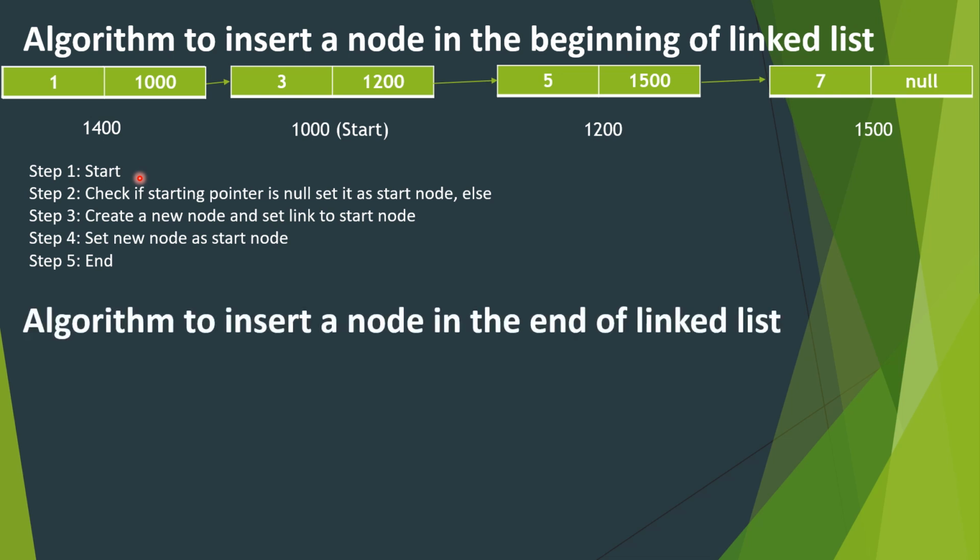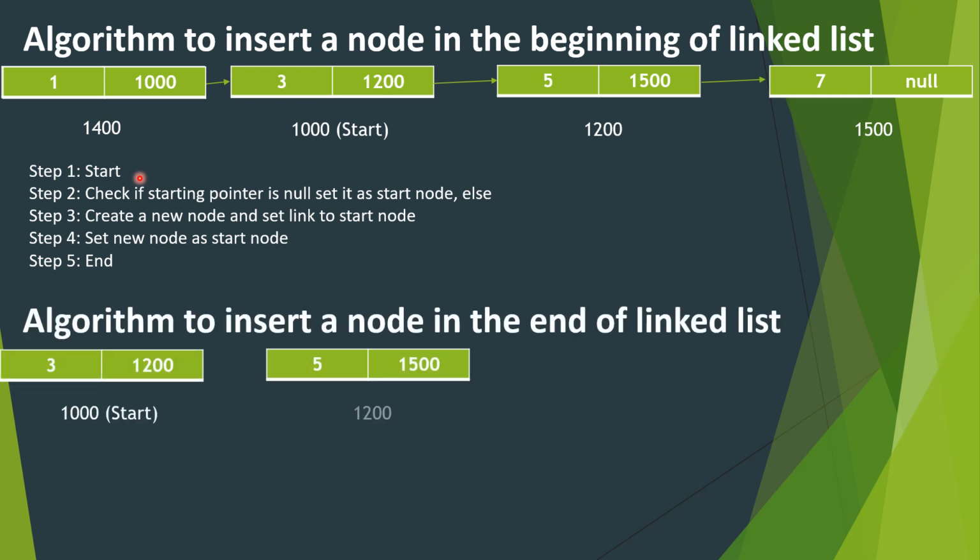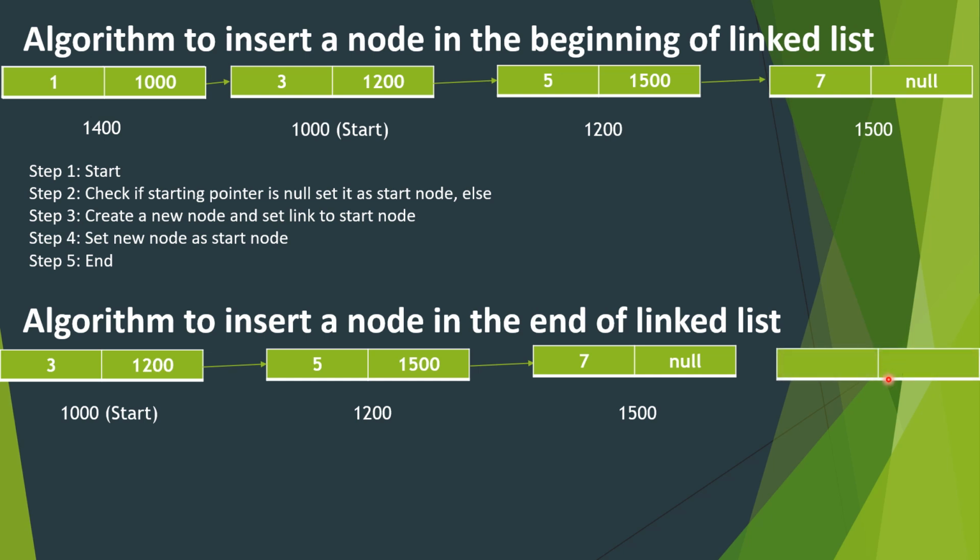Algorithm to insert a node in the end of a linked list. Suppose a linked list is having 3 nodes and we want to add a new node in the end, means here on the right side. So we can make a new node. In the data part we can add the next number which is to be added, and because it is a newly created node, this link part will be null.